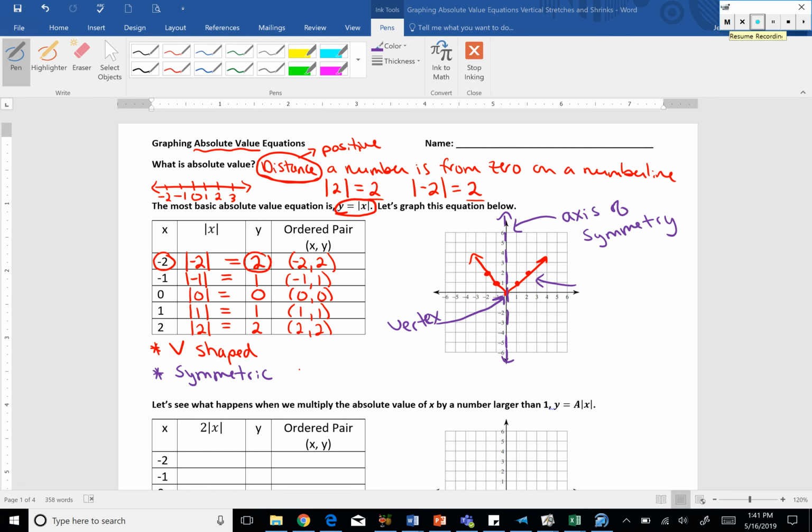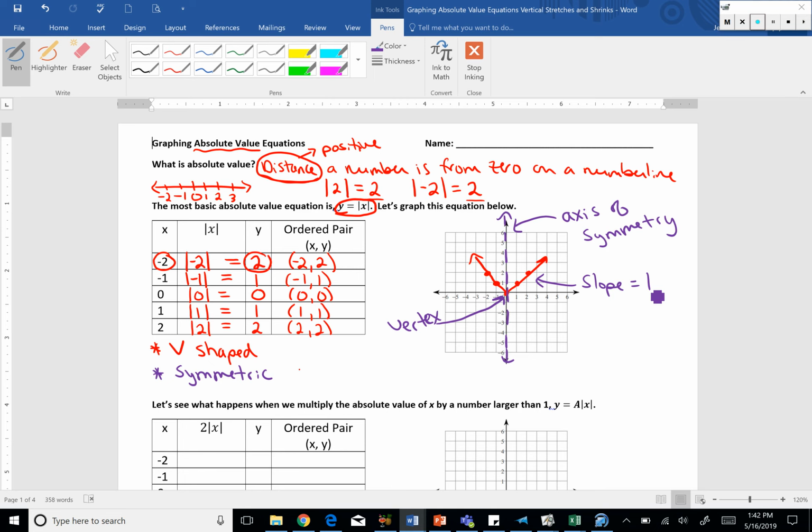Whenever we had a straight line, we could always find the slope. So let's check this out. If I start at 0, 0, I go up 1, right 1. Up 1, right 1. Up 1, right 1. We have a slope of 1.